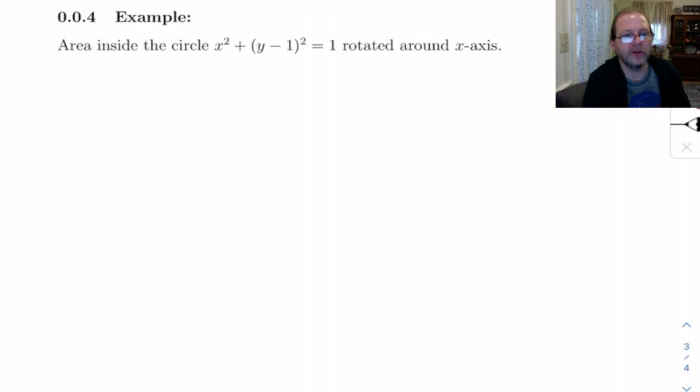Example 4, this is a fun problem. It's asking us to find the area, or take the area inside the circle x squared plus (y minus 1) squared equals 1, and rotate that around the x-axis. And this is another one where we're just going to set it up.